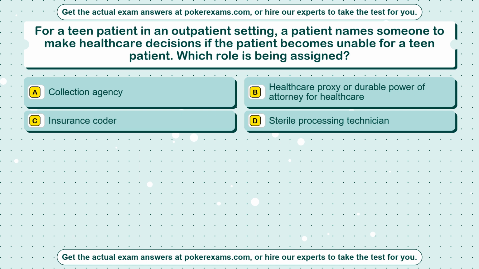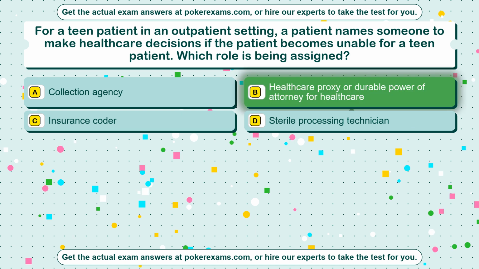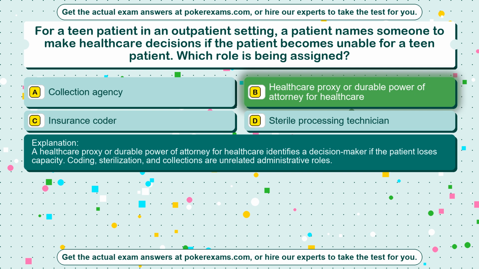Option A, collection agency. Option B, healthcare proxy or durable power of attorney for healthcare. Option C, insurance coder. Option D, sterile processing technician. The correct answer is option B, healthcare proxy or durable power of attorney for healthcare. A healthcare proxy or durable power of attorney for healthcare identifies a decision-maker if the patient loses capacity. Coding, sterilization, and collections are unrelated administrative roles.